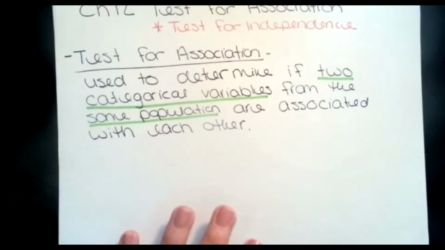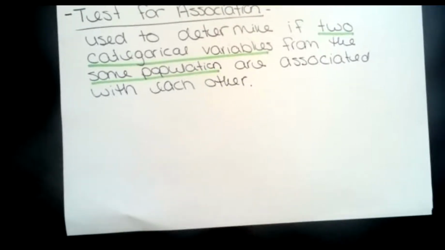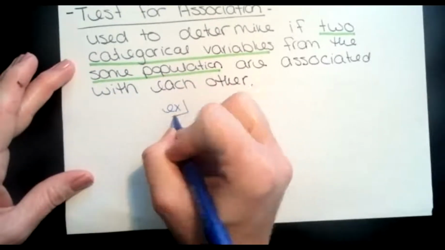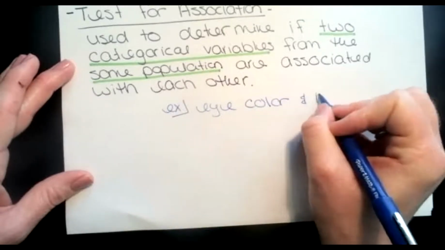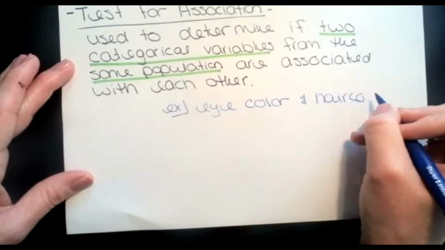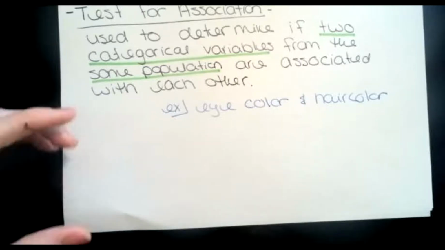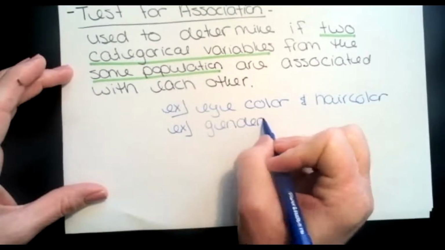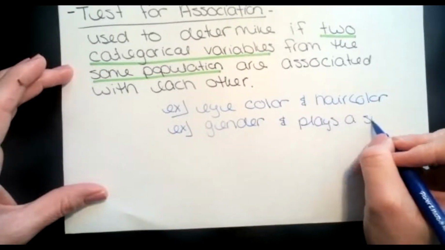So examples of this could be something like eye color and hair color. Are they associated? Okay. We could study that on one group of people, or we could study something like gender and if someone plays a sport, right?